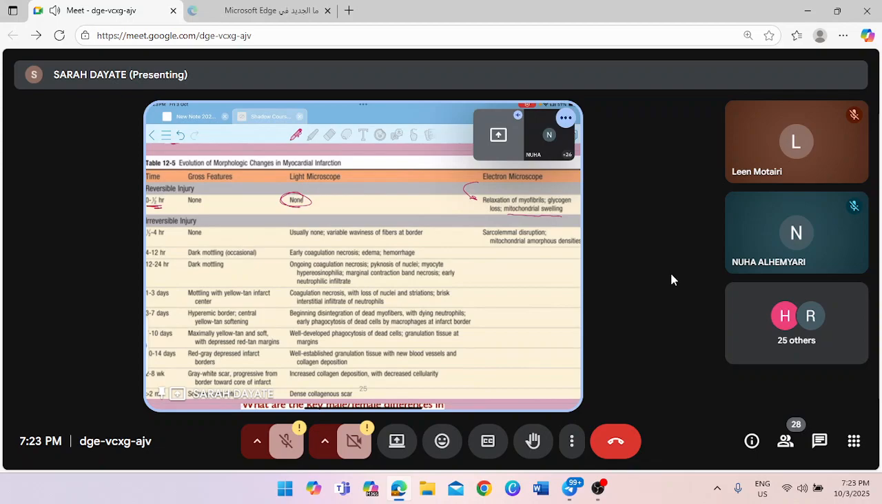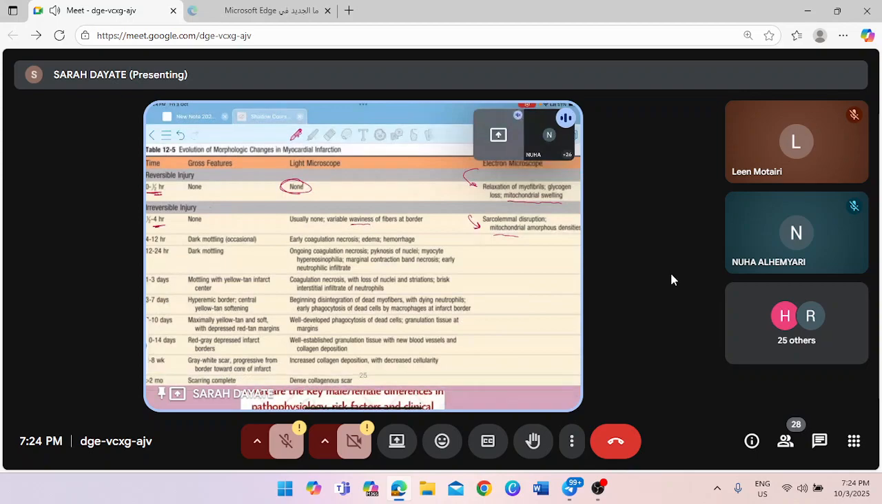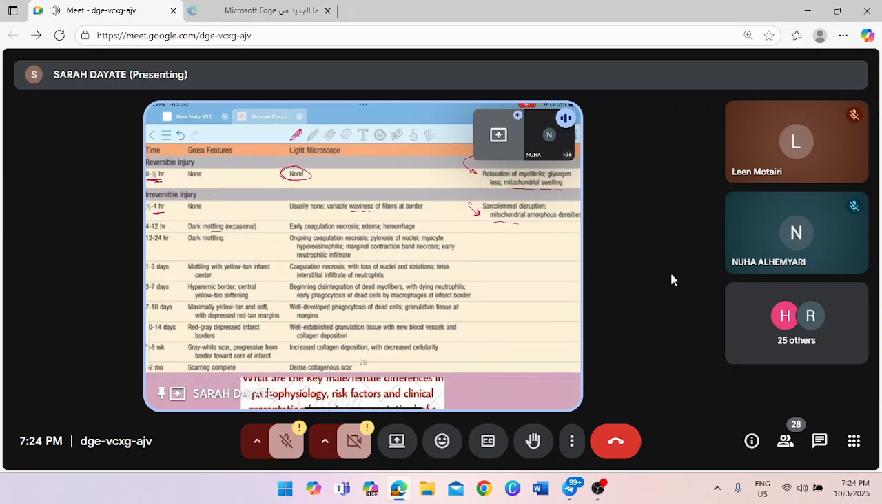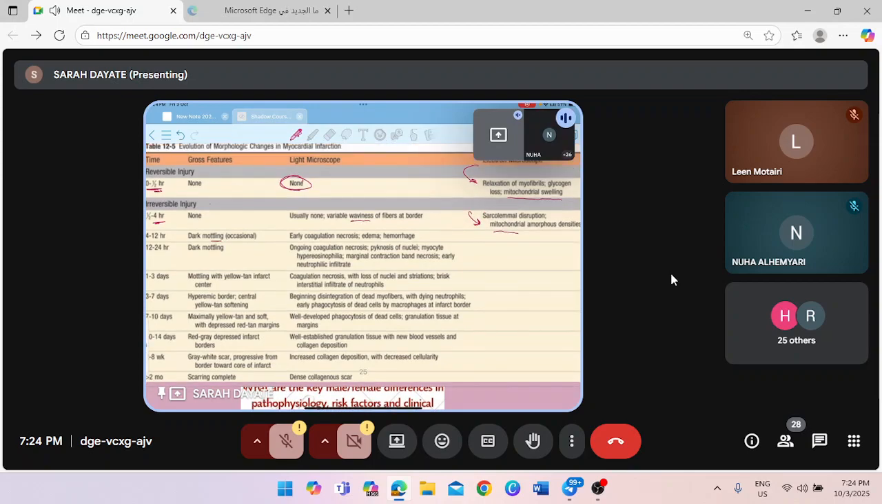At the irreversible injury, 30 minutes to 4 hours, the gross features are none, as well as in here. At the light microscope, you will see some waviness of fibers at the borders, and here you can see sarcolemma disruption and mitochondrial amorphous disintegration. So the mitochondria will start to flop or denature. Now, in the 4 to 12 hours, we have dark mottling in the gross feature. You will see the heart looking dark and blotted. Light microscope: early coagulation, there is necrosis, there is edema, and there is hemorrhage.